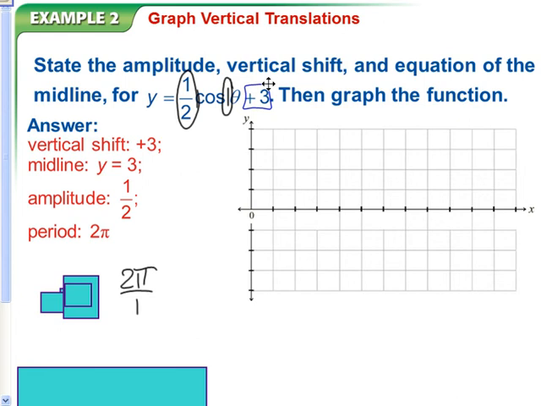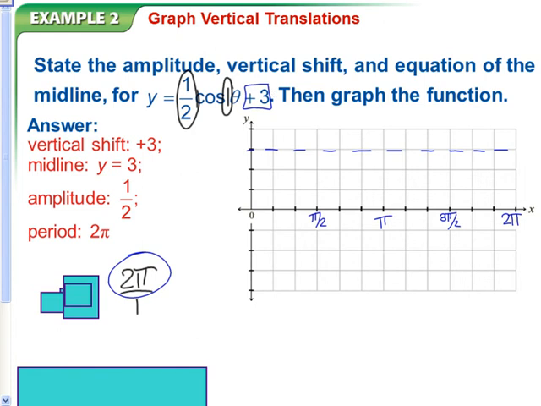So on your paper, let's put a dotted line at y equals 3. Just lightly dot that in. That's kind of like our new x-axis. Our graph shifted up, and we'll treat it like we would the x-axis before. All right, let's put our period in at 2 pi. That ends over here. So this would be pi. This would be pi over 2. And this would be 3 pi over 2.